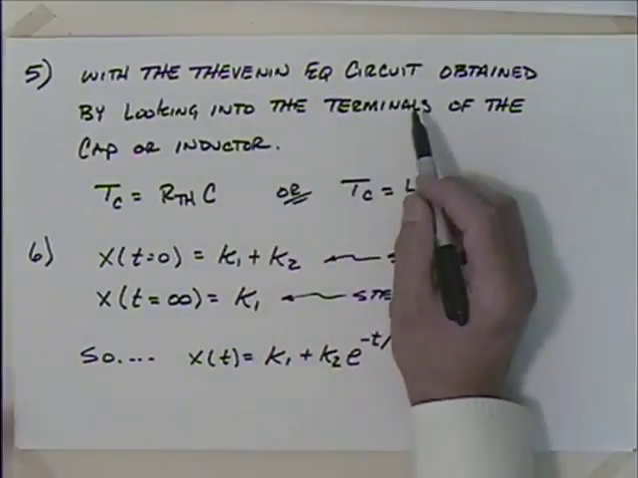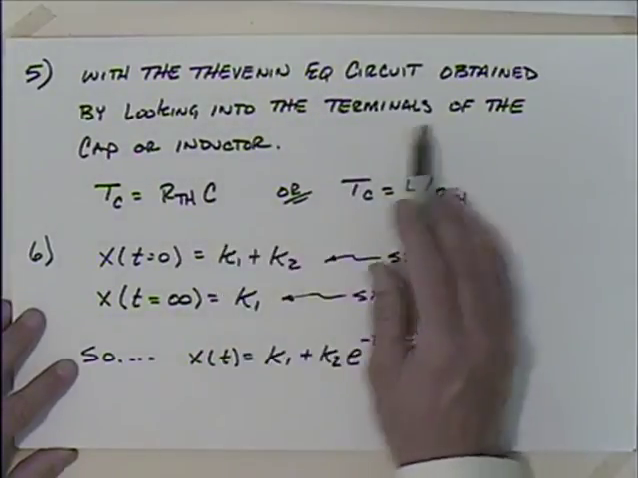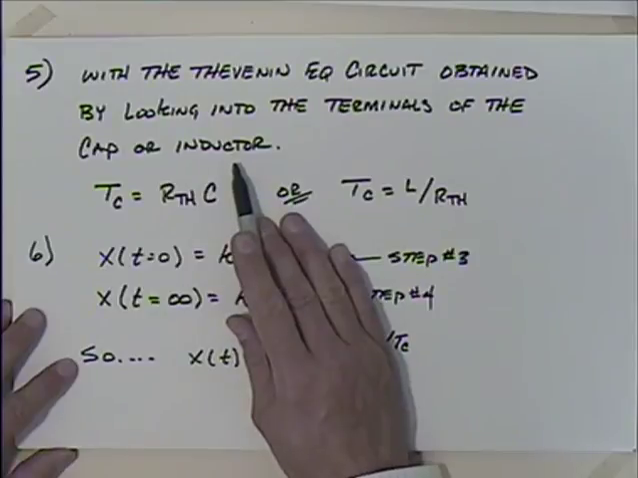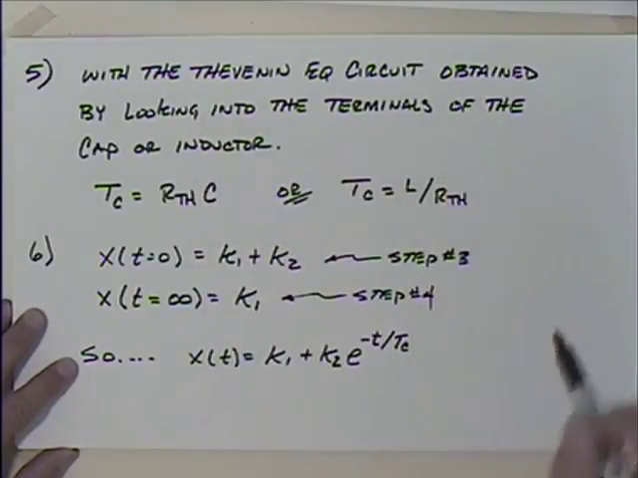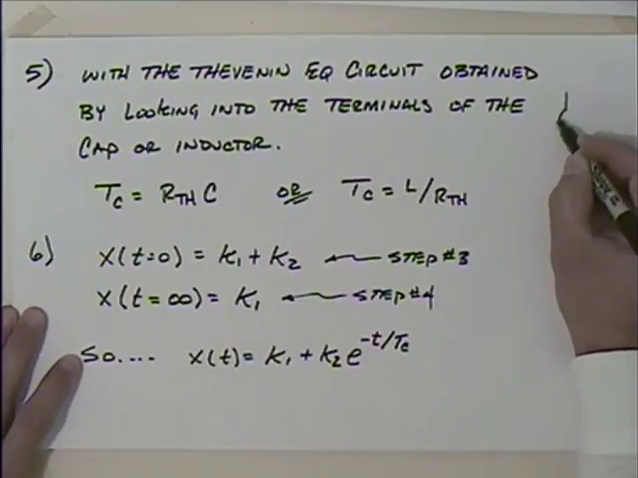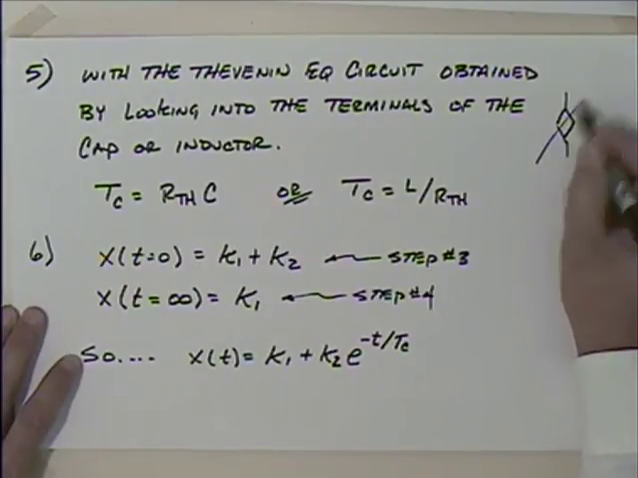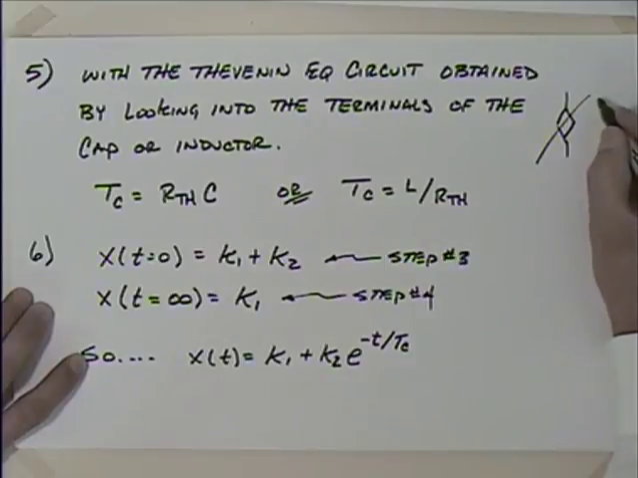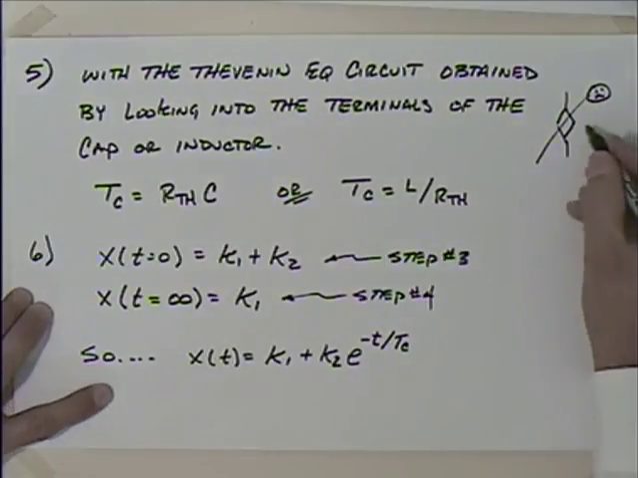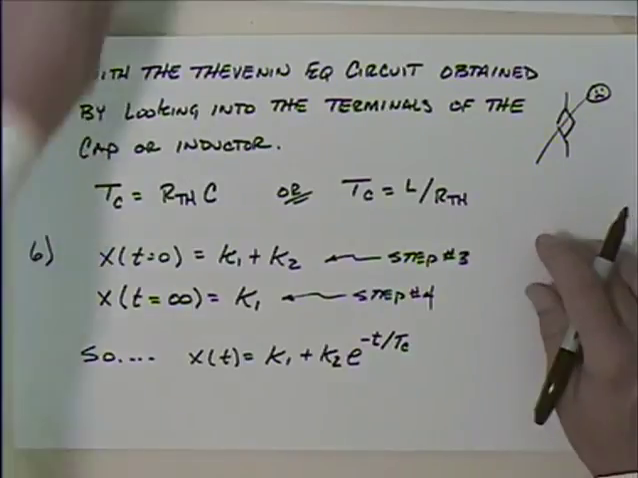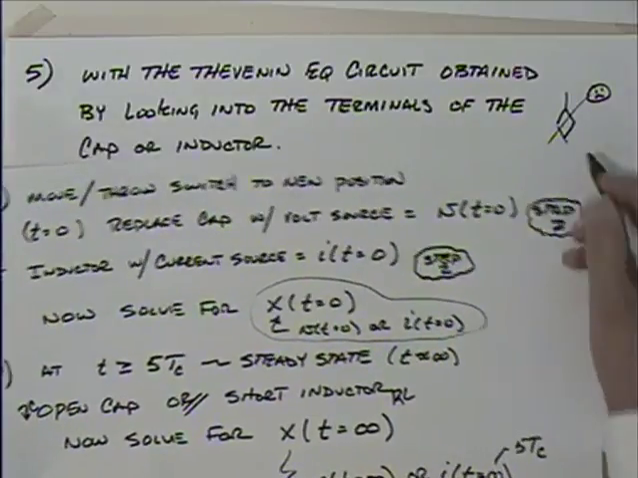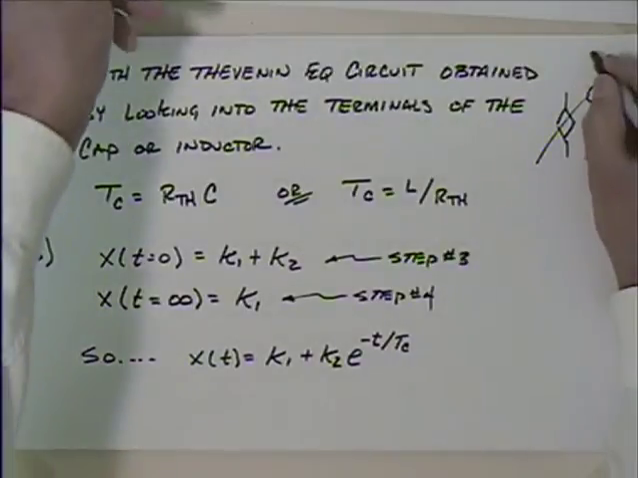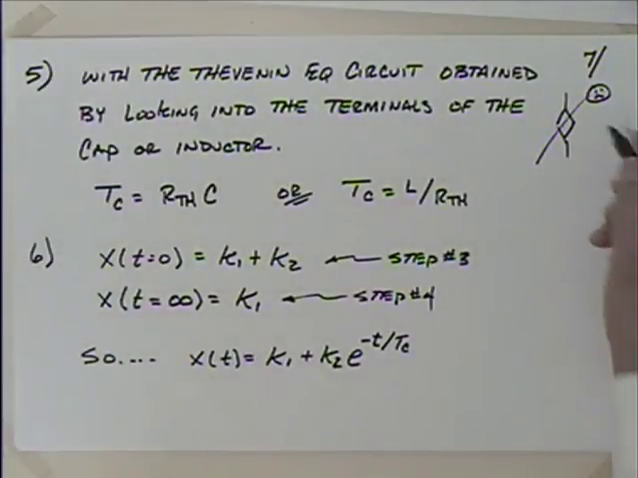With a Thevenin equivalent circuit obtained by looking into the terminals of the capacitor or the inductor. So we look into the terminals of the energy storage element and we come up with the Thevenin equivalent circuit. And this is where you really hope that there is not a diamond, right? If there's a diamond, you've got to do a lot of work. Let me catch up on page numbering here while we think about that. We've got 5, this was 6, we've got 7 up here.